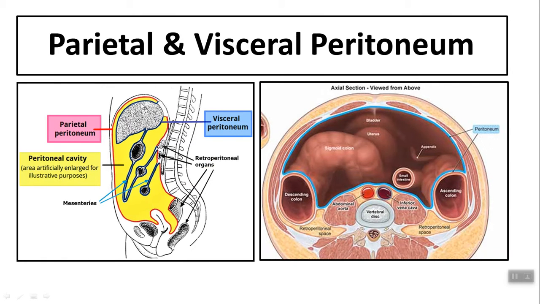This that appears in red color, lining the wall of the abdominal and pelvic cavities, is the parietal peritoneum. And the visceral peritoneum covering the different abdominal organs. The space in between the parietal and visceral peritoneum is the peritoneal cavity. Here we can see this is the parietal peritoneum, and it is reflected on the posterior abdominal wall covering the different structures.